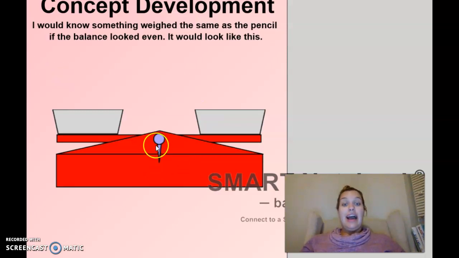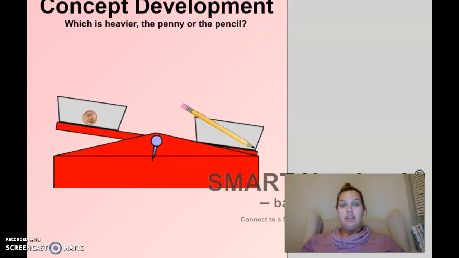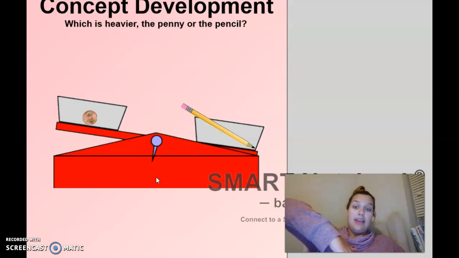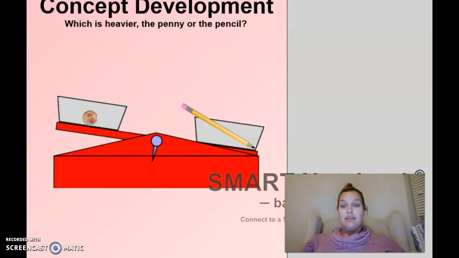Just like we said, I would know something weighed the same as the pencil if the balance looked even, and this means it is even. So is the penny the same weight as the pencil? No. So which one's heavier? The pencil, right, because the pencil is down. It's pushing the scale down. Anything that's heavier is going to push down, and the lighter object's going to go up. Great job. So the pencil is what? Heavier than the penny. Good sentence.